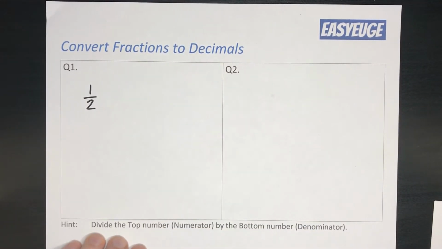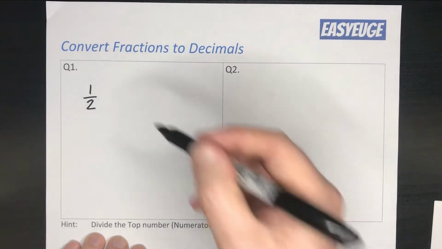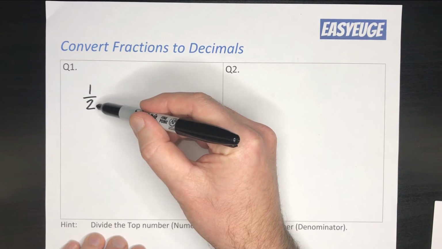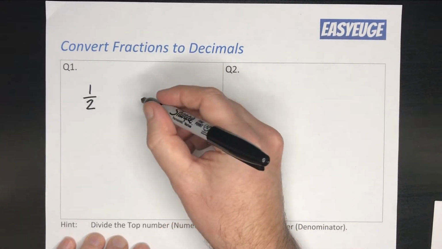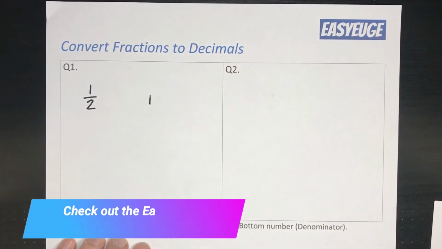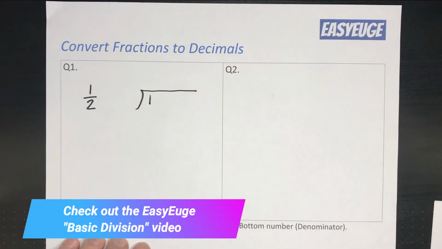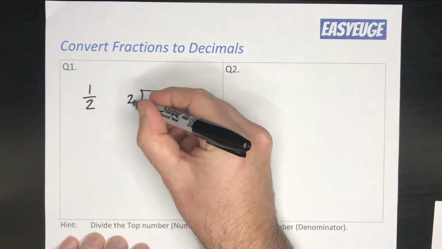So to convert any fraction to a decimal, all that we do is we take the top number and we divide it by the bottom number. So let's do that. So let's write down the number 1 and we'll do our divide symbol. There we go. So let's divide the number 1 by the number 2.